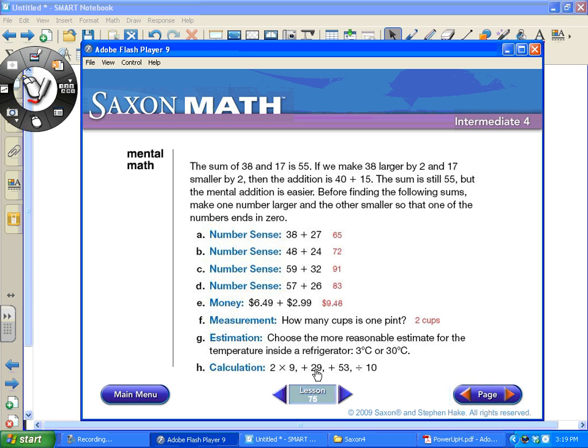Okay, calculation, 2 times 9, 18. Now, plus 29, let's treat it as plus 30. So 18 plus 30, 48, take away 1, 47. And now I immediately see the 7 and the 3 makes 10, and then the 40 and the 50 is 90. So 90 and 10 is 100, and 100 divided by 10 is 10.